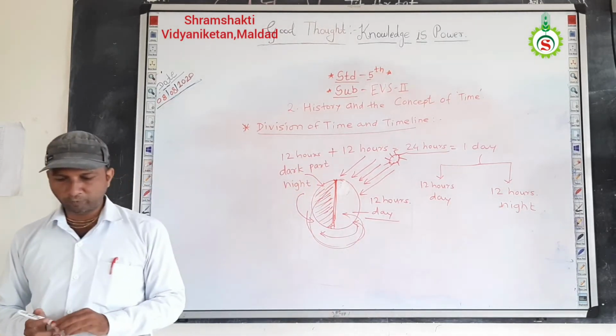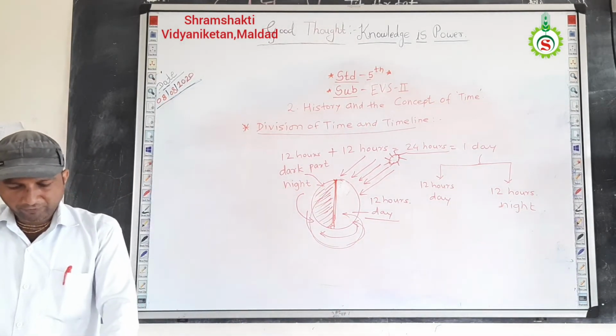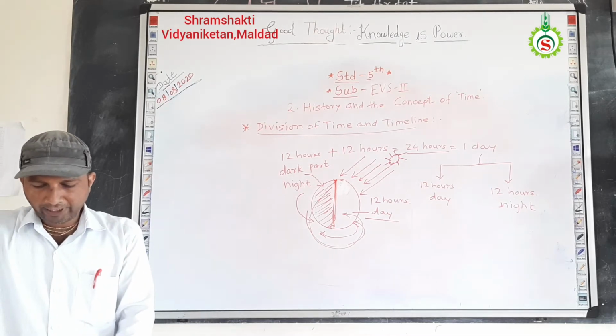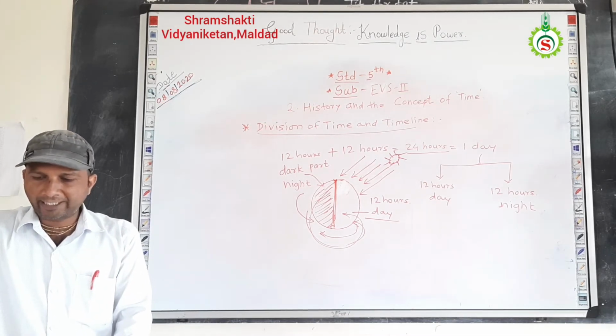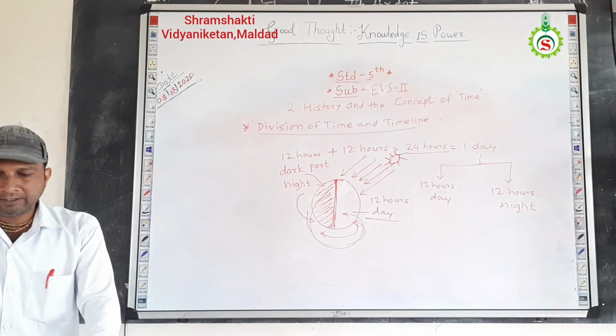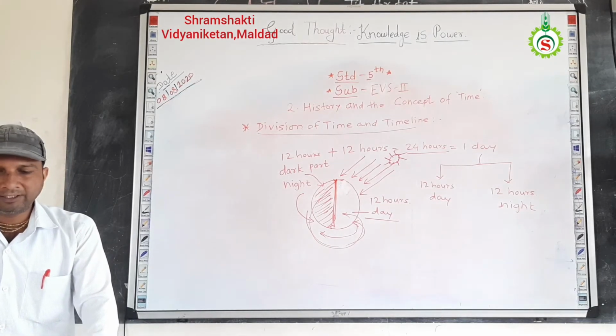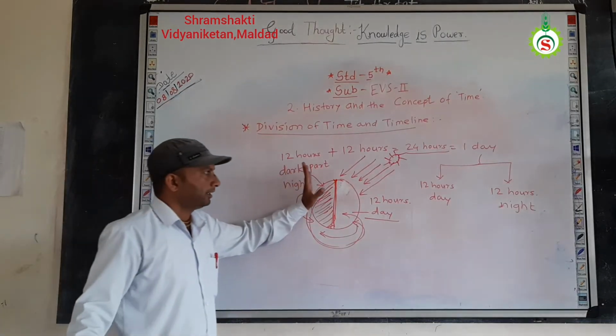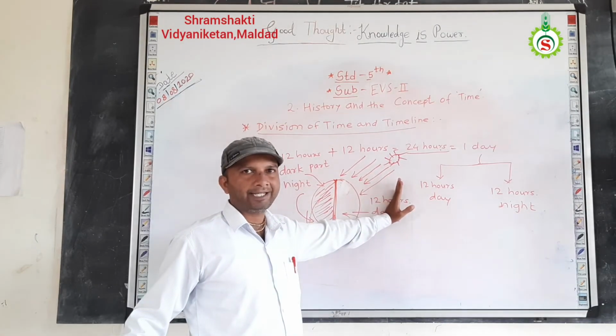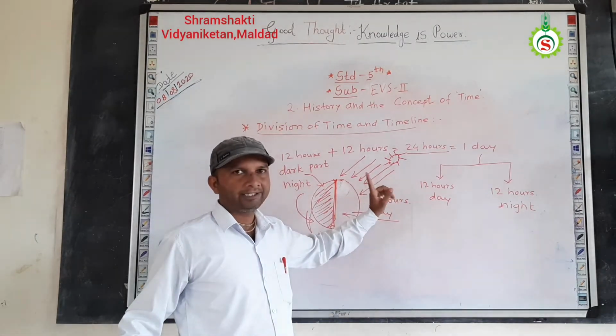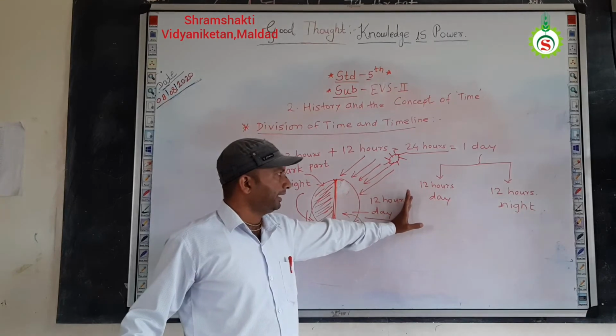So these are the two parts. These 24 hours are approximately divided into 12 hours of daytime and 12 hours of night time. A period of daytime and the following night together make 1 day. From this information, we can clearly understand that in 1 day there are 12 hours of day and 12 hours of night.